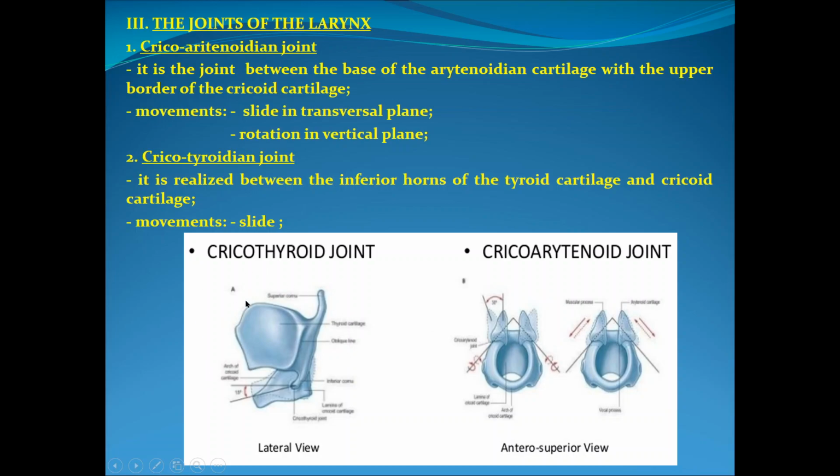First of all, if you look at this picture, this ring is the cricoid. This flat one is the thyroid. It's a lateral view. In the lateral part right here, on each side, there is an articulation between the thyroid and cricoid, and another one right here. This is the cricoid. The thyroid is removed in this picture. Another joint is right here between the arytenoid cartilage and the cricoid. So let's take them in order.